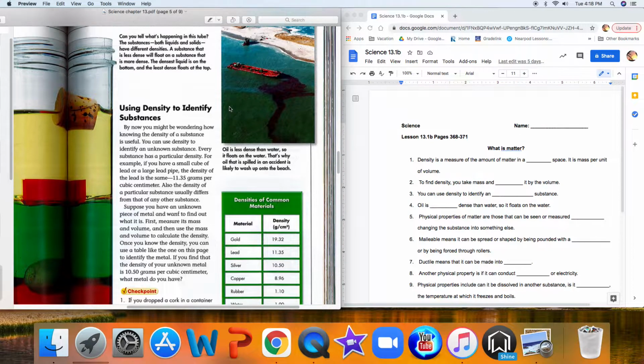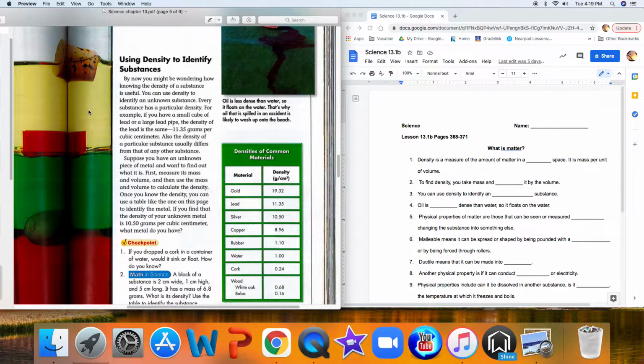Up here, guys, you have a disaster happening. We've got an oil spill. Oil is less dense than water. Number 4 in your notes here. That's why oil that is spilled in an accident is likely to wash up on the beach, because it sits on top of the water and the waves move it in. So we say, guys, water and oil don't mix. Because of that, one way we can clean up oil spills is we bring in what's called a skimmer. We just go right across this and scoop up the oil because it doesn't sink to the bottom. Okay?